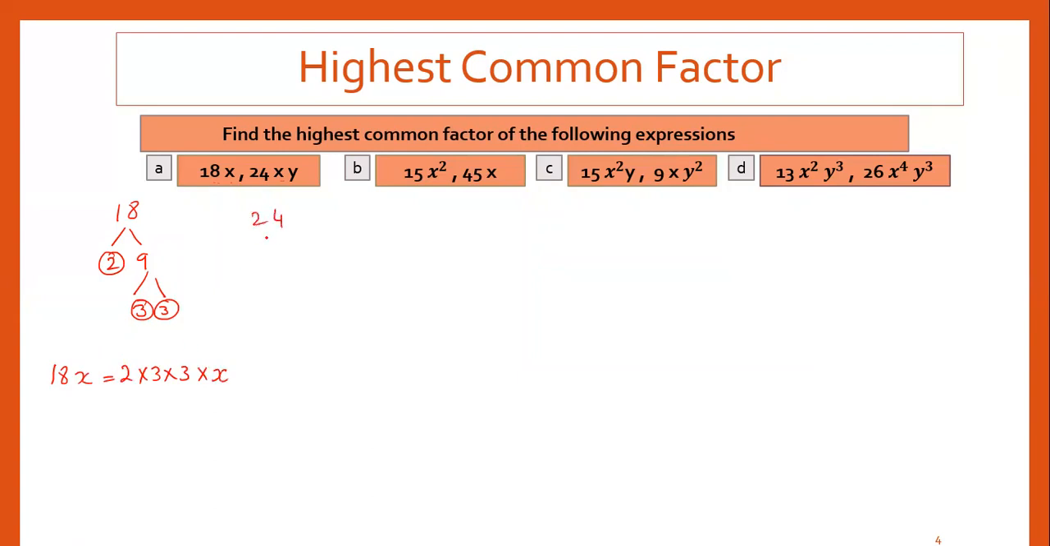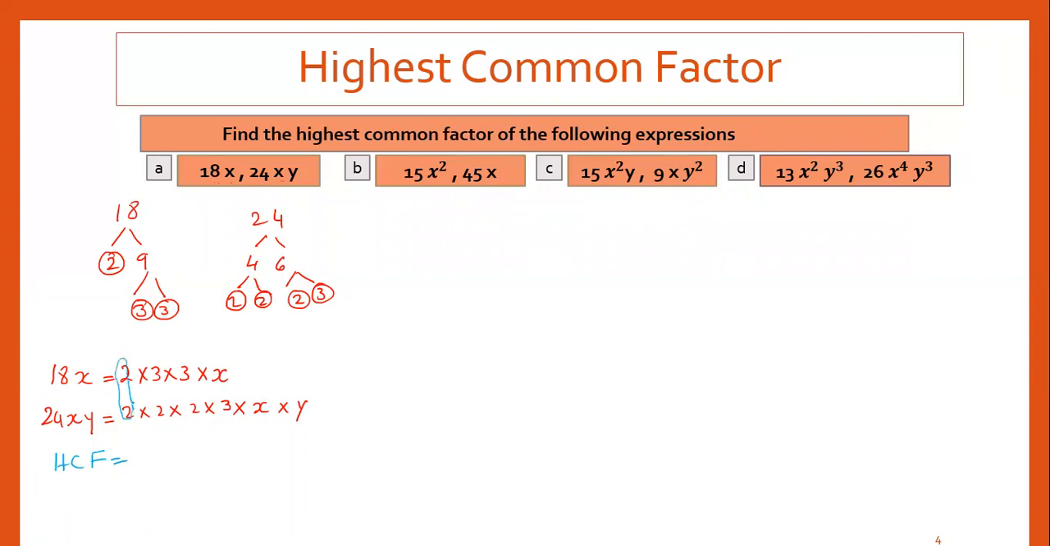What about 24? 24 is 4 times 6. 4 is 2 times 2. And 6 is 2 times 3. It's not only 24, it is 24xy, which is 2 times 2 times 2 times 3. This is for the 24. Then that is multiplied by x multiplied by y. So to find the highest common factor, I don't only consider the numbers like we did before. We also will consider the variables.